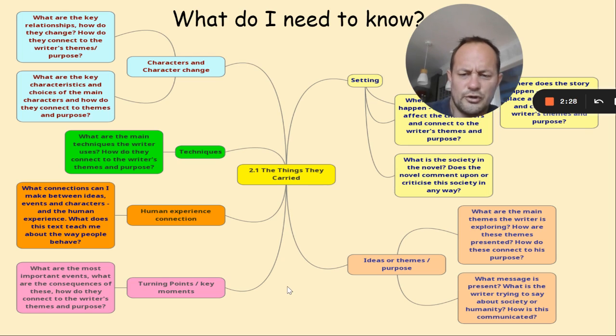Now, it's not just knowing one of those on their own. You've got to be able to connect ideas and themes, for example, to the techniques, or characters to the ideas and themes and the purpose.